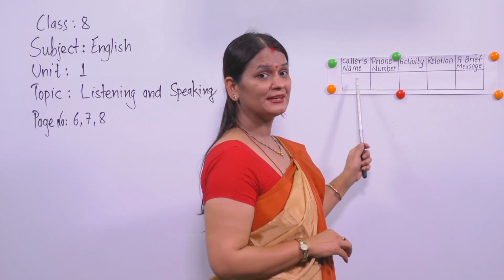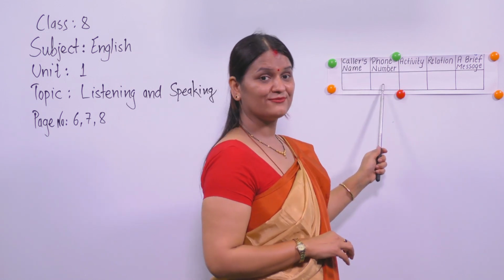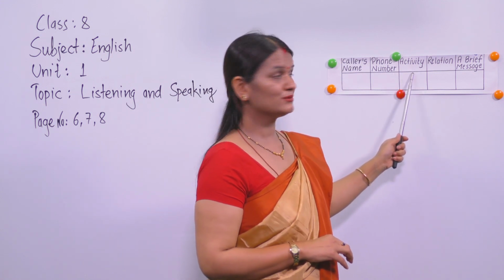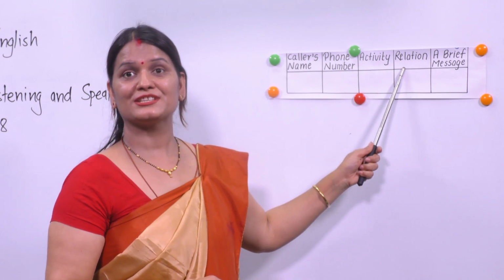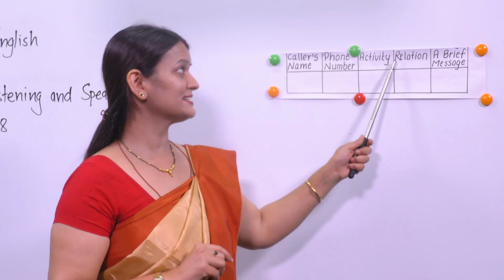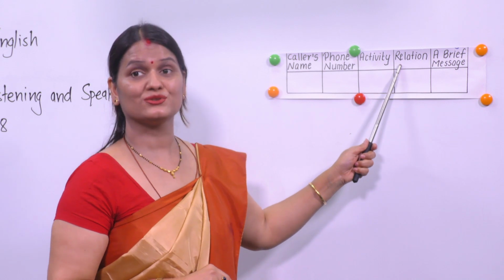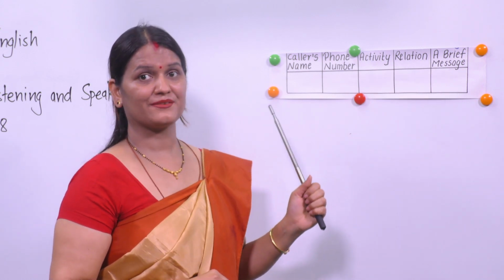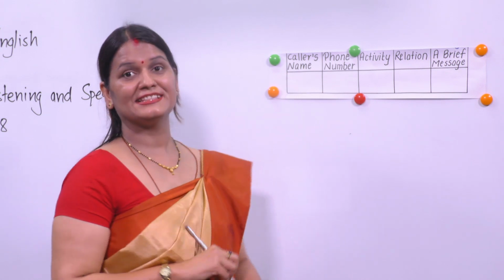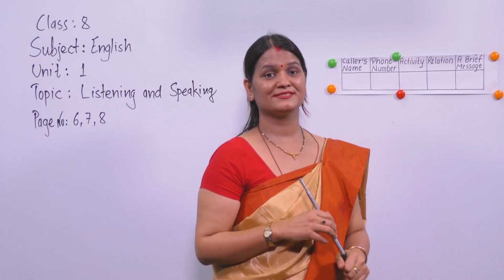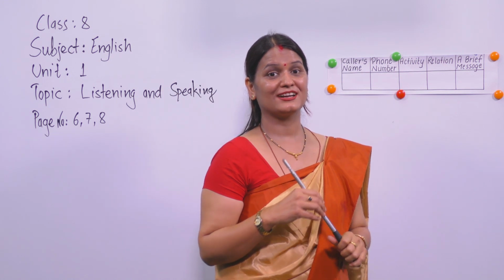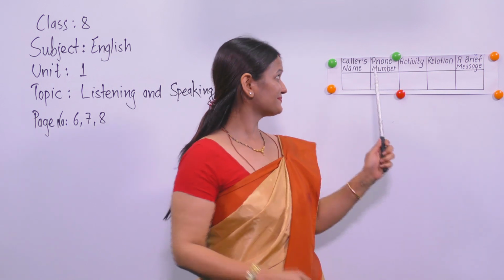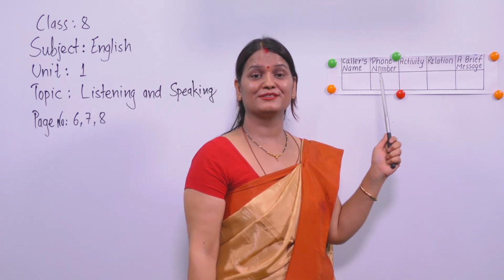Okay, now you have to write. What is the caller's name? What is the phone number? What activities have they planned to do? What is the relationship between the caller and the person whom he wants to meet? And a brief message. So the caller's name is, guess? The caller's name is Rupesh. Okay? And the phone number, what is the phone number?